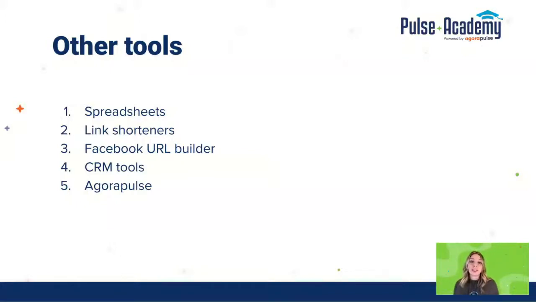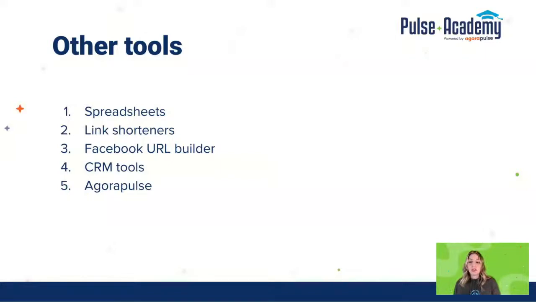The fourth would be a CRM tool. If you work at an organization that is large enough and lucky enough to have a customer relationship management software tool like HubSpot or Salesforce or Zoho or a handful of others, a lot of times they have URL builders, again, that work really similar to the Google URL builder example I just showed you. And all of those are great.